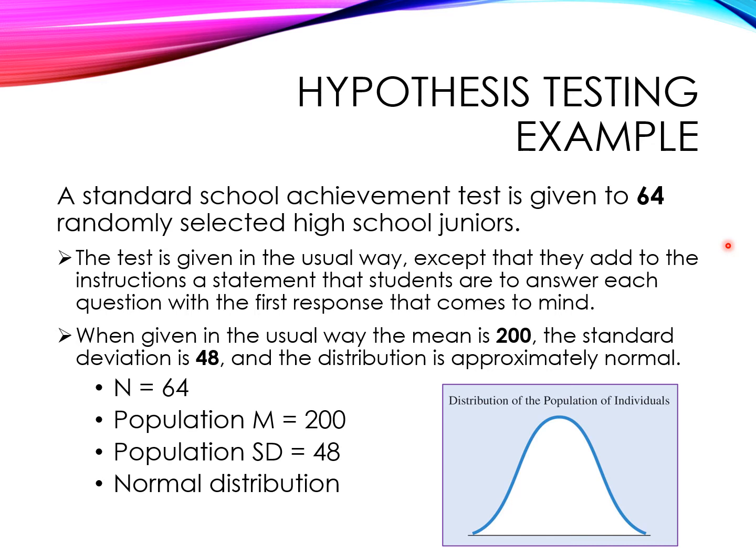And so this is the description or the characteristics of our population of individuals, because we have given this test before. We know that these are the results when this test is given in the usual way.